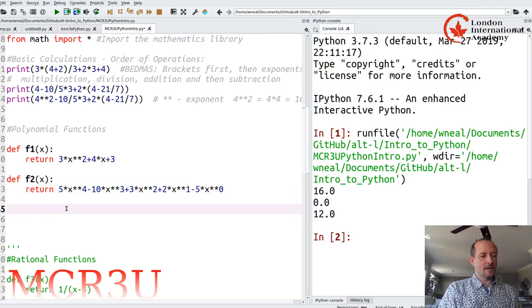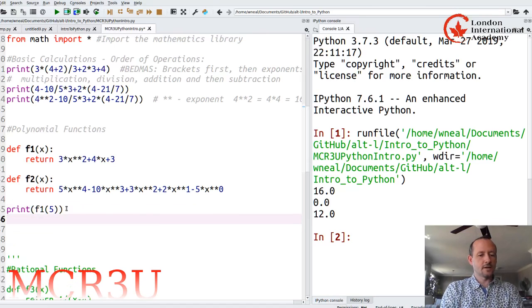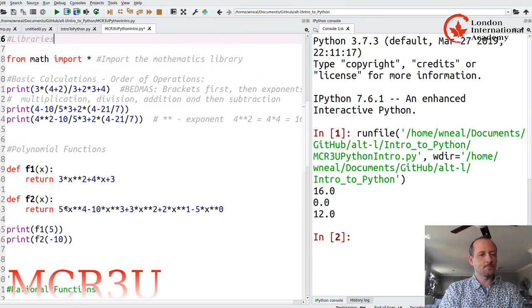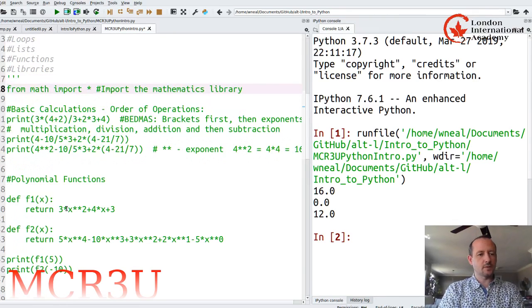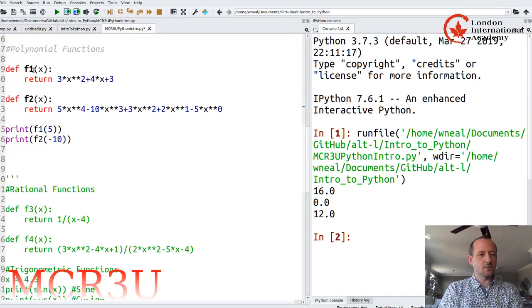Alright, so now I can use these 2 functions like this. I'll print out f1 for the value of x, that is 5. And I'll get an answer. And then I can print f2 for negative 10. And it would give me an answer. So I'm just going to comment out the previous part of the program. So we just focus on this code right here. It's going to print 2 numbers now.